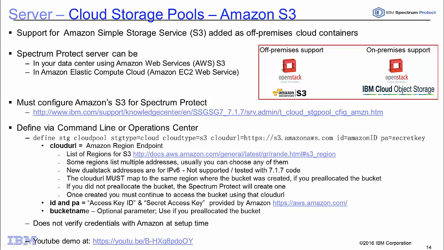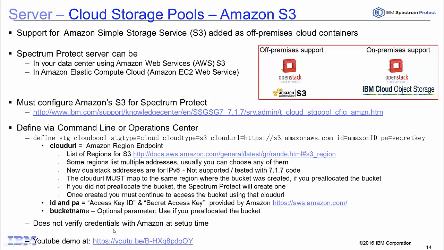If you have pre-allocated a bucket, then this cloud URL must map to that same region where the bucket was created. If you did not pre-allocate the bucket, then Spectrum Protect will create one for you. Once you've created that bucket, you must continue to access it using that cloud URL. The ID and password that you're utilizing are considered the access key ID and the secret access key, which Amazon provides you. And once again, the bucket name is optional. If you've set one up, we can utilize that. Otherwise, Spectrum Protect will create one for you.